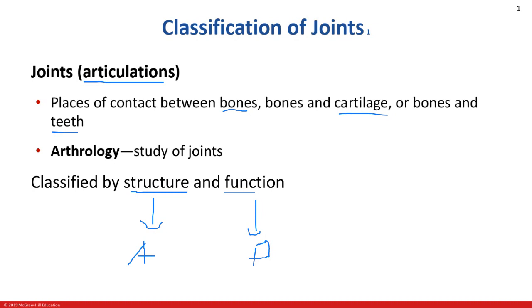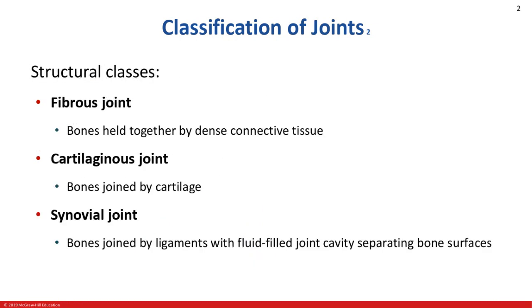So when we talk about the actual anatomy of these joints, we're going to break it down into a couple of things. So again, dealing with structure. Okay, it is warming up. We have three types of categories or classes when we're dealing with the structural classes.